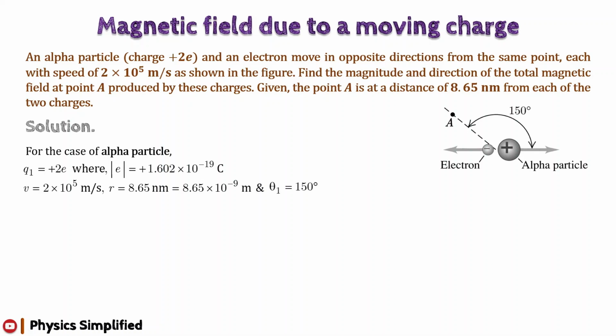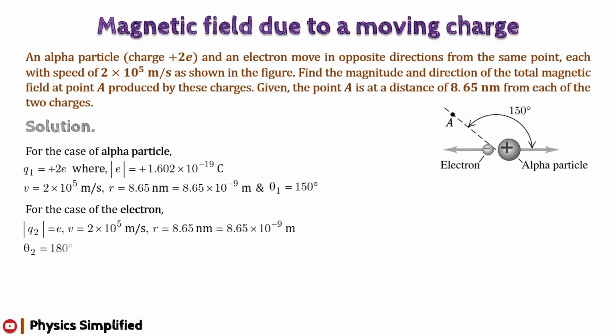Similarly, the given data for the electron are as follows. Magnitude of the charge of the electron, Q2, is equal to e. Velocity is the same, that is, 2 × 10^5 meters per second. Distance of the given point A from the electron is also the same, that is 8.65 nanometers, which is equal to 8.65 × 10^-9 meter. But the angle denoted by θ2 is equal to 180 degrees minus 150 degrees, that is 30 degrees.